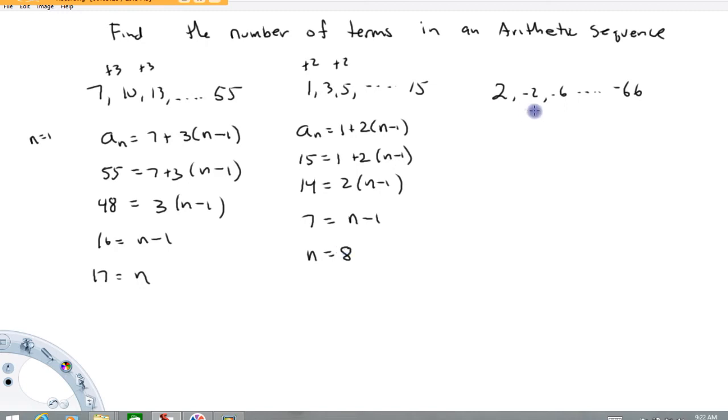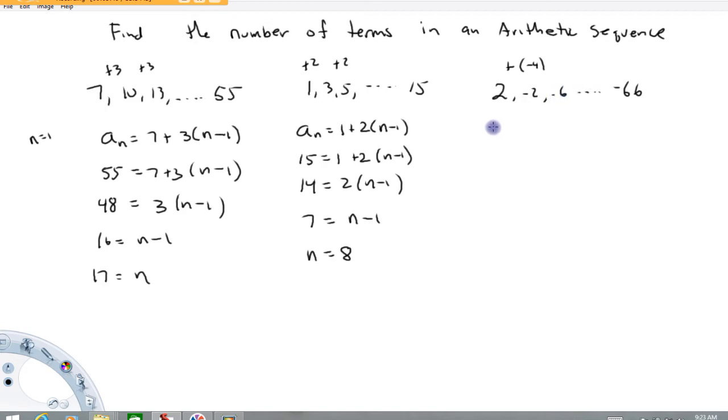All right, take a look at this one. Same method. Now again, you need to recognize that it's an arithmetic sequence here. In future videos we're going to be adding sequence types, but from 2 to negative 2, that's adding negative 4. From negative 2 to negative 6, that's adding negative 4, and so forth.